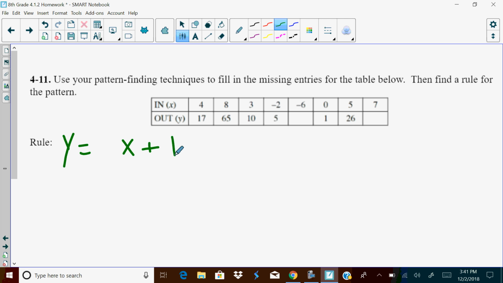4 times 4 is 16. If I subtract 1 from 10, I get 9. 3 times 3 is 9. So I'm multiplying by itself, because even this one, 5 times 5 is 25 plus 1. So I'm actually doing x squared. So that's my rule. So negative 36 plus 1 is going to give me negative 35. 49 plus 1 is going to give me 50.